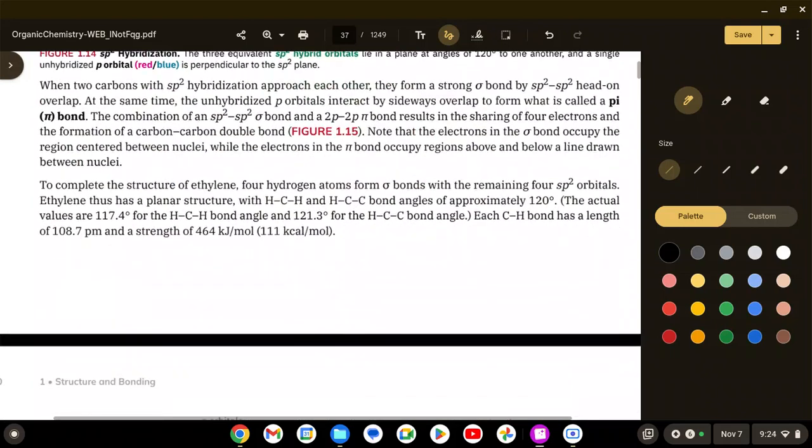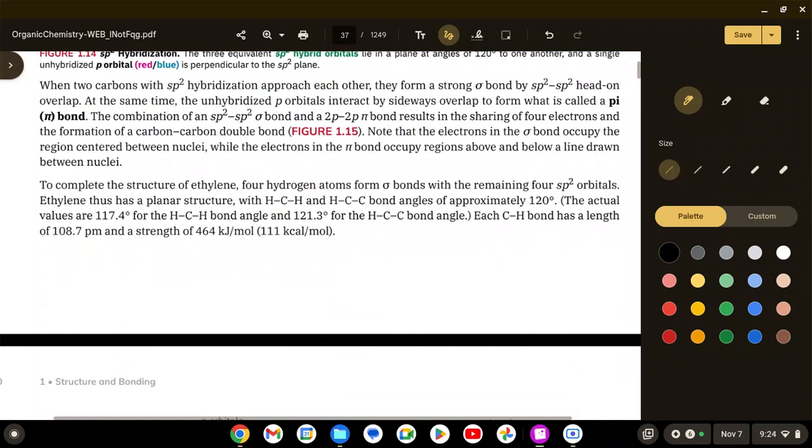When two carbons with sp2 hybridization approach each other, they form a strong sigma bond by sp2 head-on overlap. At the same time, the unhybridized p orbitals interact by sideways overlap to form what is called a pi bond. The combination of an sp2 sigma bond and a 2p pi bond results in the sharing of four electrons and the formation of a carbon-carbon double bond. Note that the electrons in the sigma bond occupy the region centered between nuclei, while the electrons in the pi bonds occupy regions above and below a line drawn between nuclei. To complete the structure of ethylene, four hydrogen atoms form sigma bonds with the remaining four sp2 orbitals.